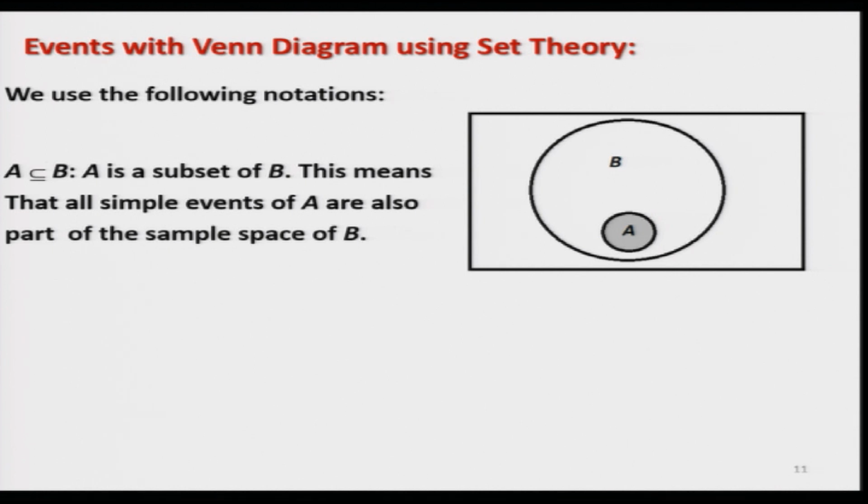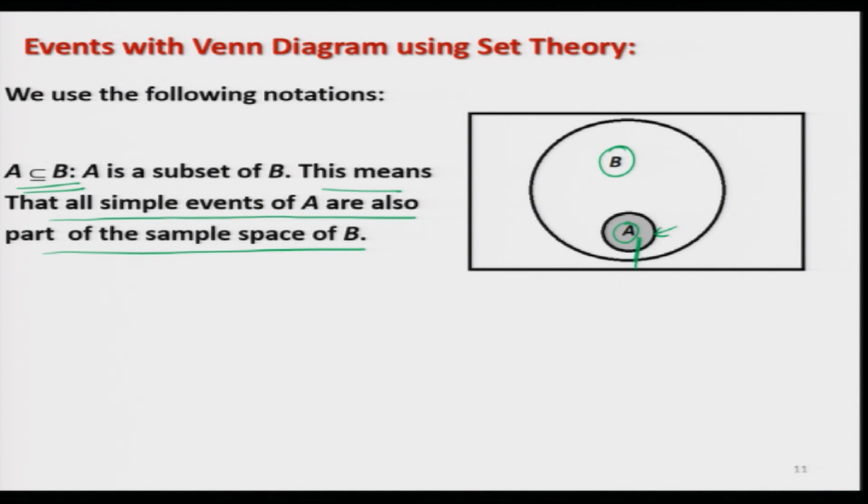Similarly, we try to define one more event. A is a subset of B, which is indicated by this symbol, a standard symbol. The meaning of A is a subset of B is that all simple events of A are also part of B. You can see here that this white circle is the event B, and this grey circle is the event A. So, this area is the part where the simple events of A are also a part of B, right.